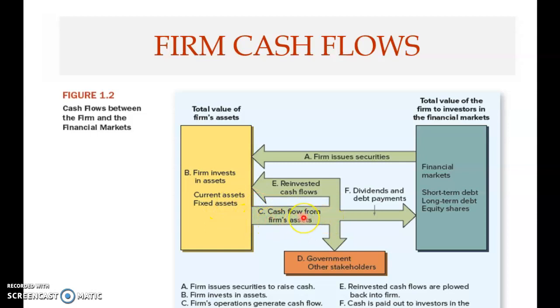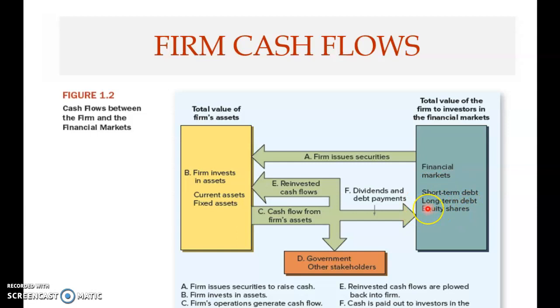And this cash flow will be used to do a few things. First, to make payments to government and other stakeholders. This includes government in terms of taxes, but also other stakeholders like employees, the workers, and the suppliers. Then some amount of cash will be reinvested in the business. Not all of the cash flow will be paid out. Reinvestment will be used to purchase more current assets and more fixed assets. But some, after reinvestment, will be used to make debt payments.